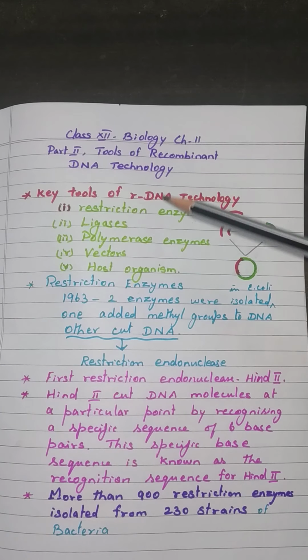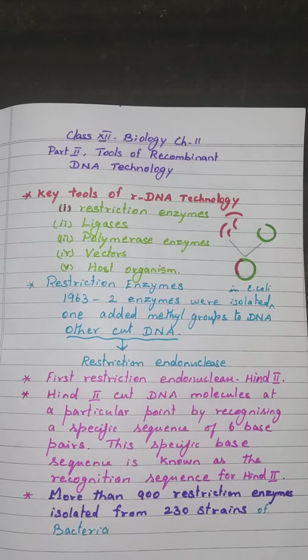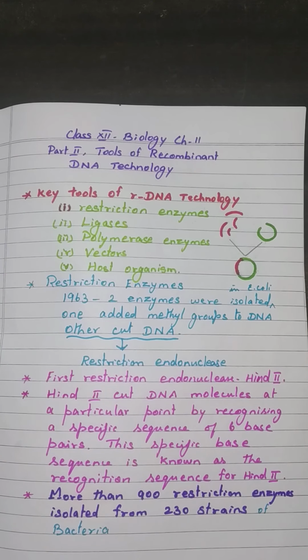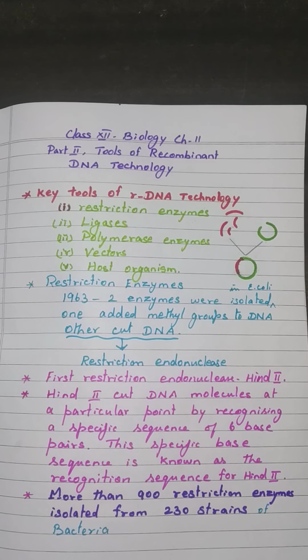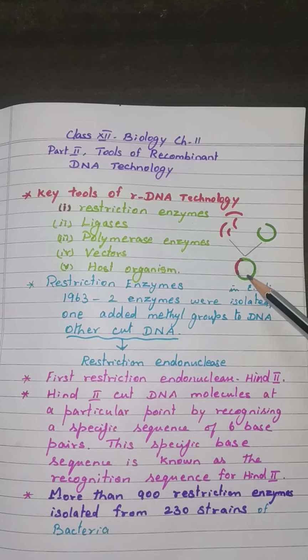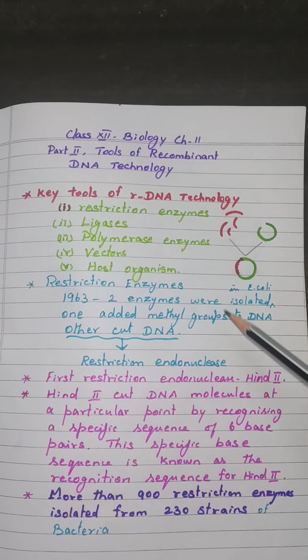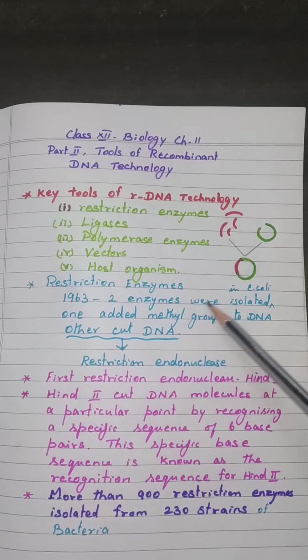Now, we will study the restriction enzymes in detail. In the year 1963, two enzymes responsible for restricting the growth of bacteriophage in E. coli were isolated. They restricted the growth of bacteriophage inside the E. coli. What are bacteriophages? Viruses that infect bacteria. E. coli is a bacteria. And the two enzymes were isolated.